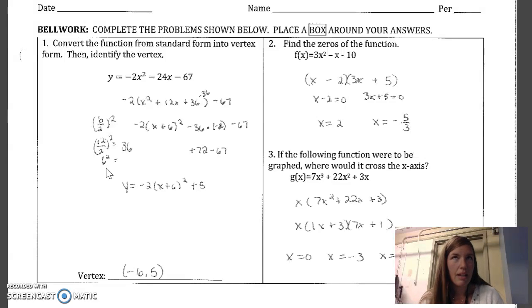If you don't like the fraction, you can make it a decimal, -1.6 repeating, or -1 2/3 would be the same.